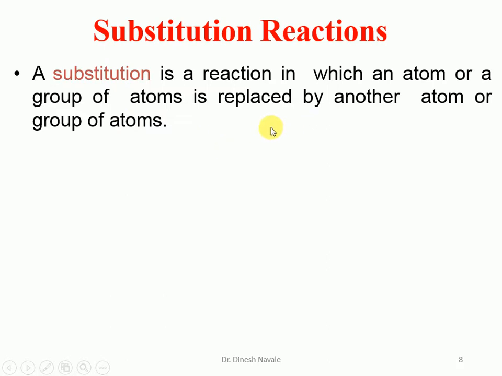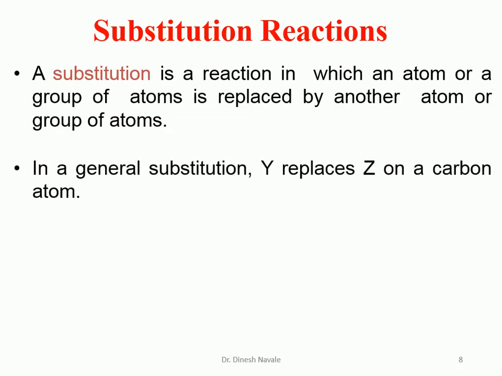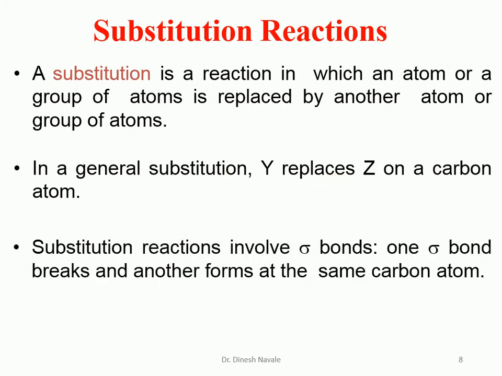That means during the substitution reaction, one of the atoms or a group of the starting material will be replaced by another atom or group. That reaction is called the substitution reaction. In general substitution, Y replaces Z on a carbon atom. If you see XY, that means Y will be replaced by Z, and it is going to form XZ as the product. Y and Z represent the substituted groups.